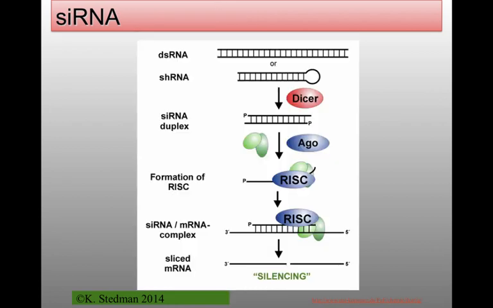Small interfering RNAs are exogenous RNAs. So this is double-stranded RNA that's coming from the outside of the cell. And these are usually viral RNAs. And we'll talk much more about double-stranded viral RNAs later on.